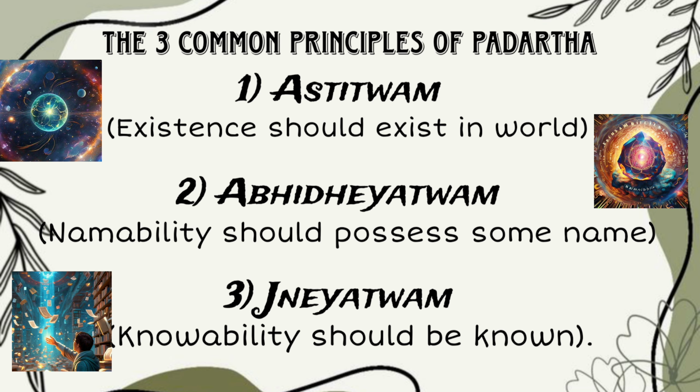The three principles of Padartha are Astitvam, that is existence, meaning the entity must exist. Second is Abhideyatvam, meaning expressibility, meaning it must be describable by words. Third is Jneyatvam, meaning knowability, meaning it must be knowable or perceivable.